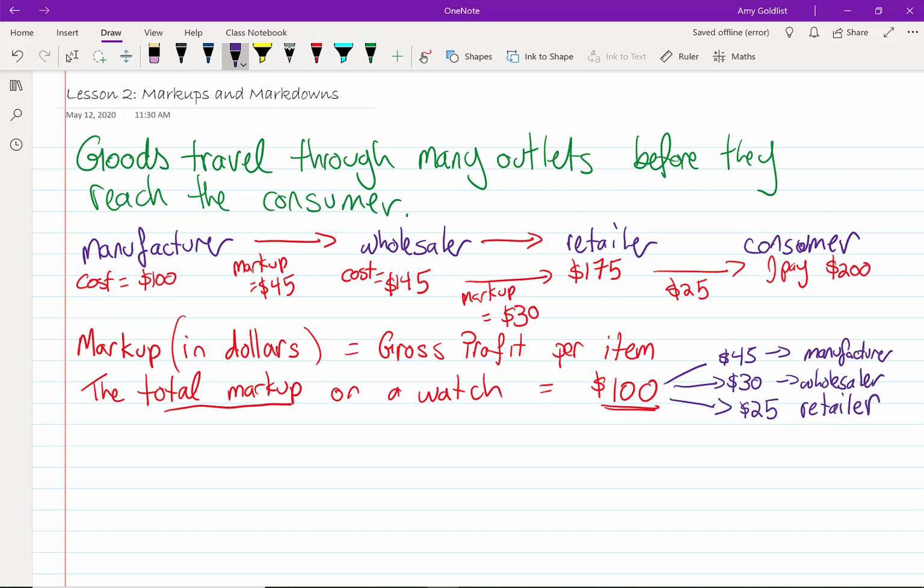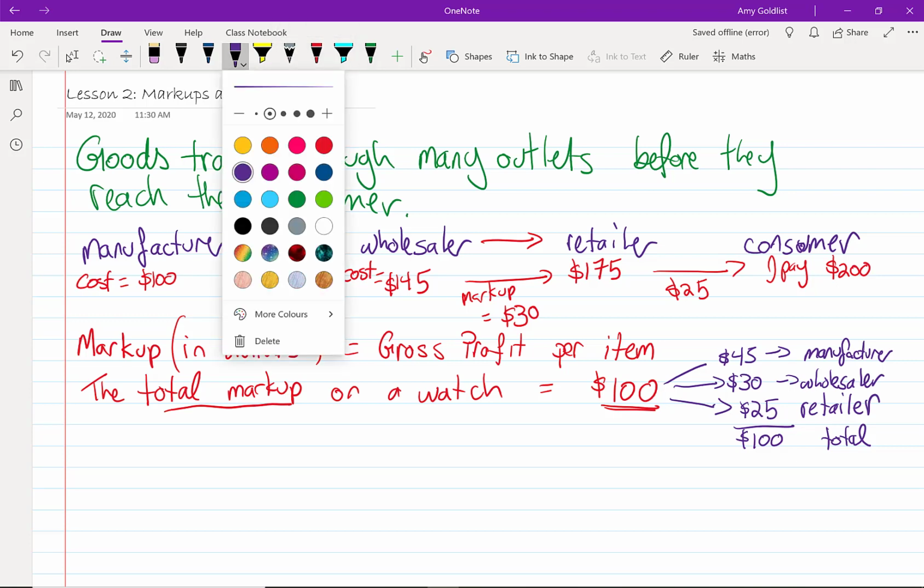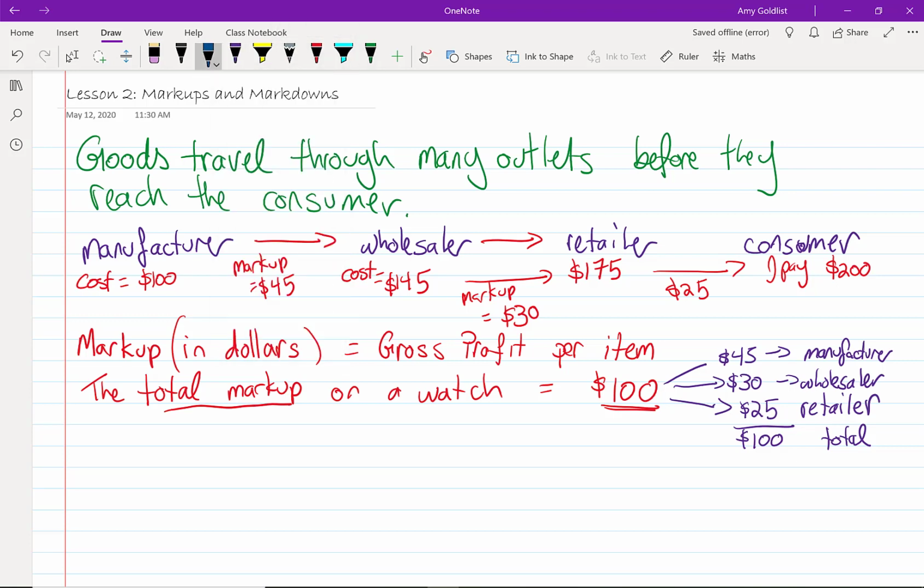I make no money because I'm now wearing the watch. So that's our total markup. When I add those together, it adds to $100 total. And the profits are divided. Like we talked about before with margins, it makes sense to talk about percent.